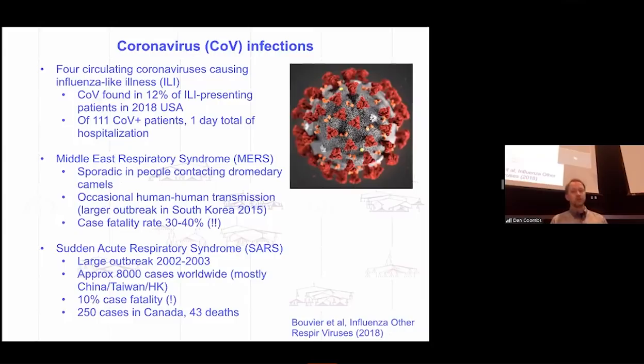And also we, in Canada particularly, remember SARS, where there was a large outbreak around the time I was moving to Canada in 2002, 2003. There were about 8,000 cases of the SARS epidemic. It had a roughly 10% case fatality rate. There were 250 cases in Canada and 43 deaths. So coronaviruses run the gamut. I would say the coronavirus we have today is less lethal and more transmissible than the SARS. I think everybody probably already knows that.